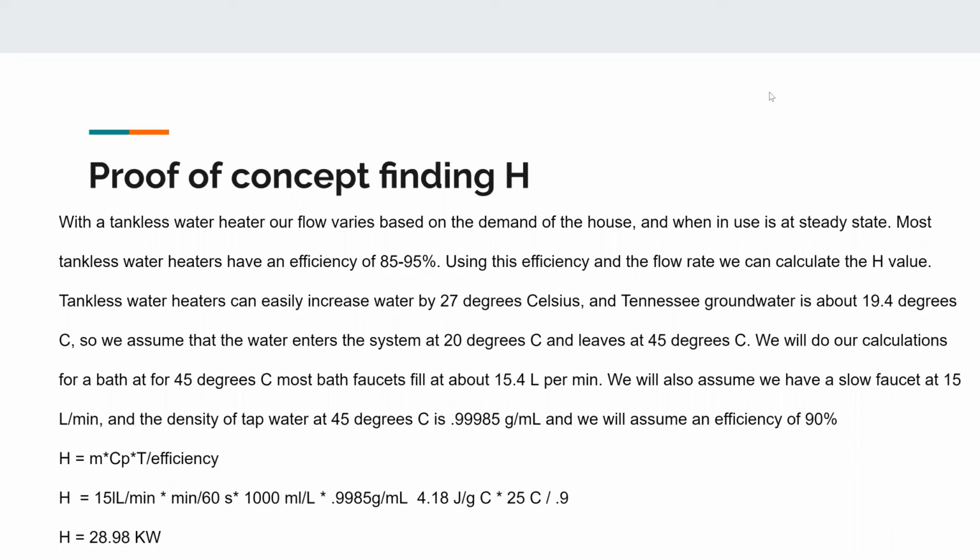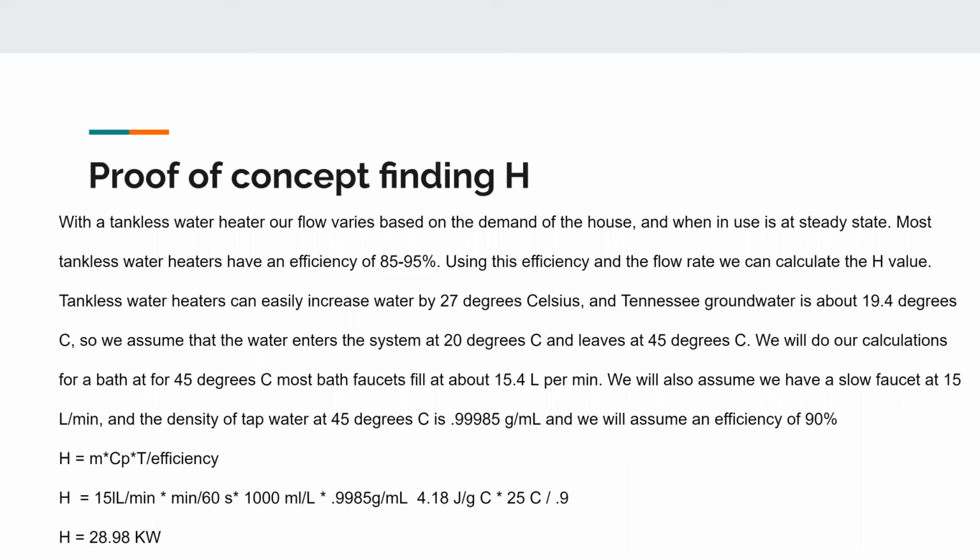As a proof of concept, we decided to calculate H. With a tankless water heater, our flow varies based off of the demand of the house or unit that it is hooked up with. And when in use, the tankless water heater is at steady state. Most tankless water heaters have an efficiency of between 85 and 95%. Using this efficiency and flow rate, we can calculate the H value of our tankless water heater.